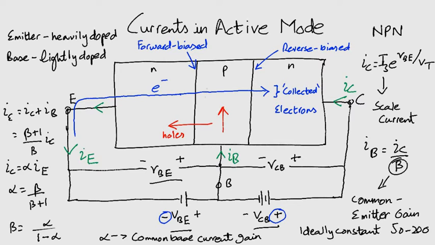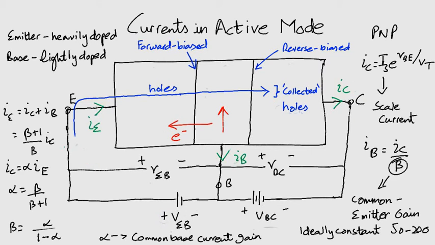Now moving on to the PNP transistor. The biasing circuit is going to be a little bit different. Notice the reverse polarity of the DC voltages. The holes are replaced by the electrons, and the current directions of IE, IC and IB are reversed. However, all of these equations are going to hold, except that we are going to make one tiny change. Instead of VBE in the equation for IC, we are going to have VEB. Everything else will be identical.